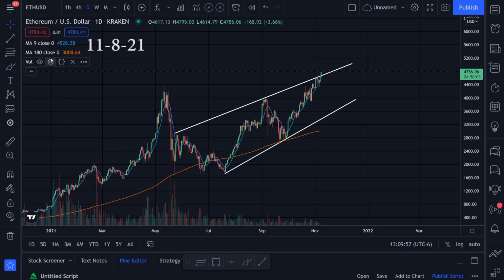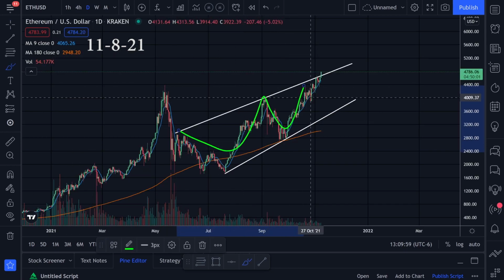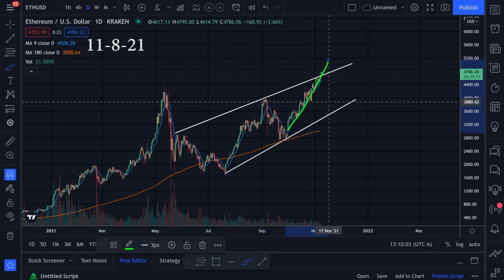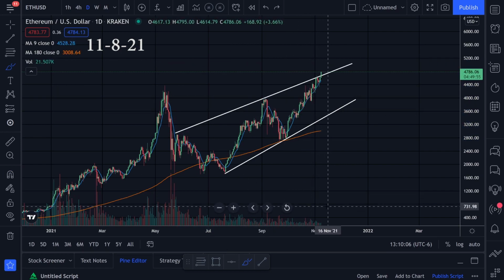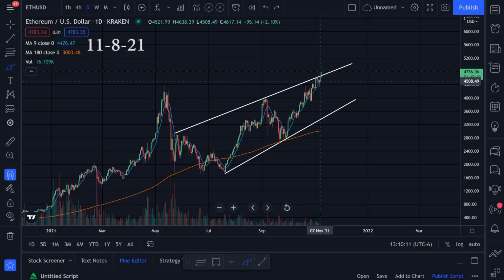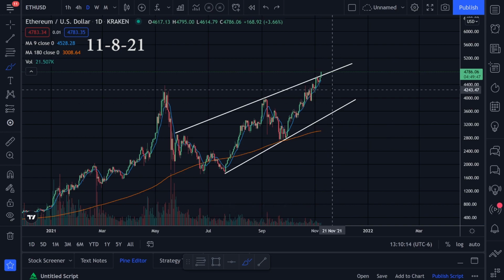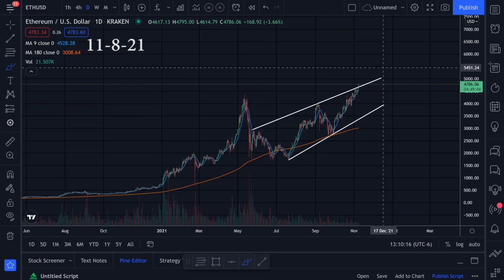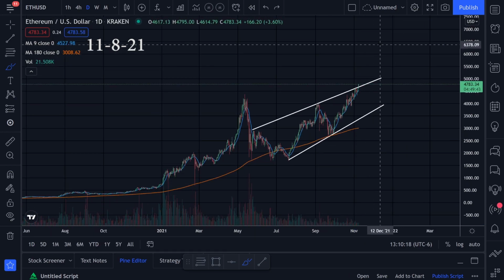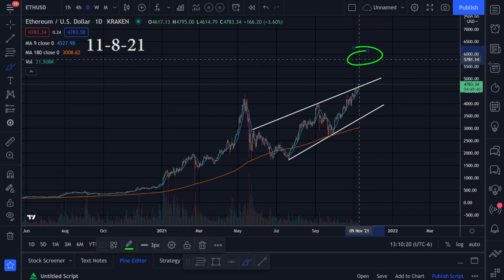Okay, so if we go back to Ethereum, I like some of these channel patterns that we have, and I like this momentum that we're getting right now. But the only thing that I don't really care for is this volume. I would really like to see us get more volume. But we're going to have to wait and see. Like I said, let's see if we can hit that 6,000 or 6,200 target, somewhere approximately around in that area.